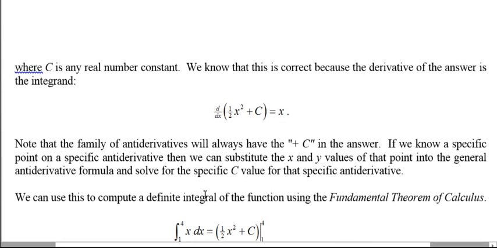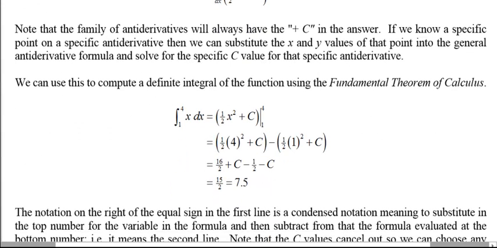Now, what if we want a specific antiderivative? Well, to do that, we don't know what the c is. So to find that c, we need some other piece of information that we would call an additional condition. We need a value of x and f of x, let's say f of x is this antiderivative that we're looking for. If you give me a value for x and f of x, in other words, a point on the antiderivative, you can use that to solve for c.